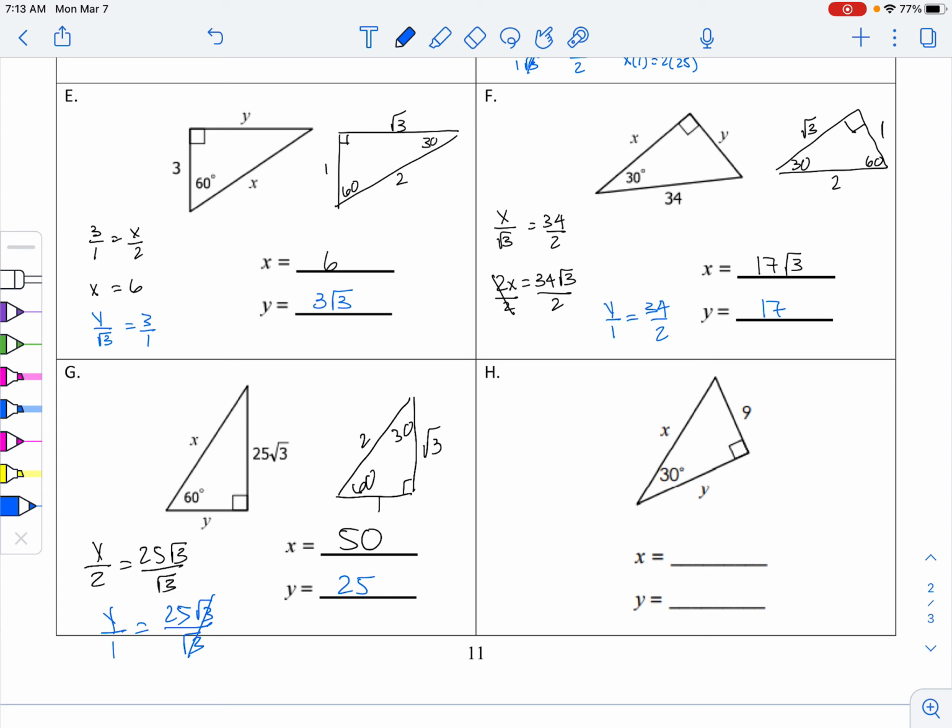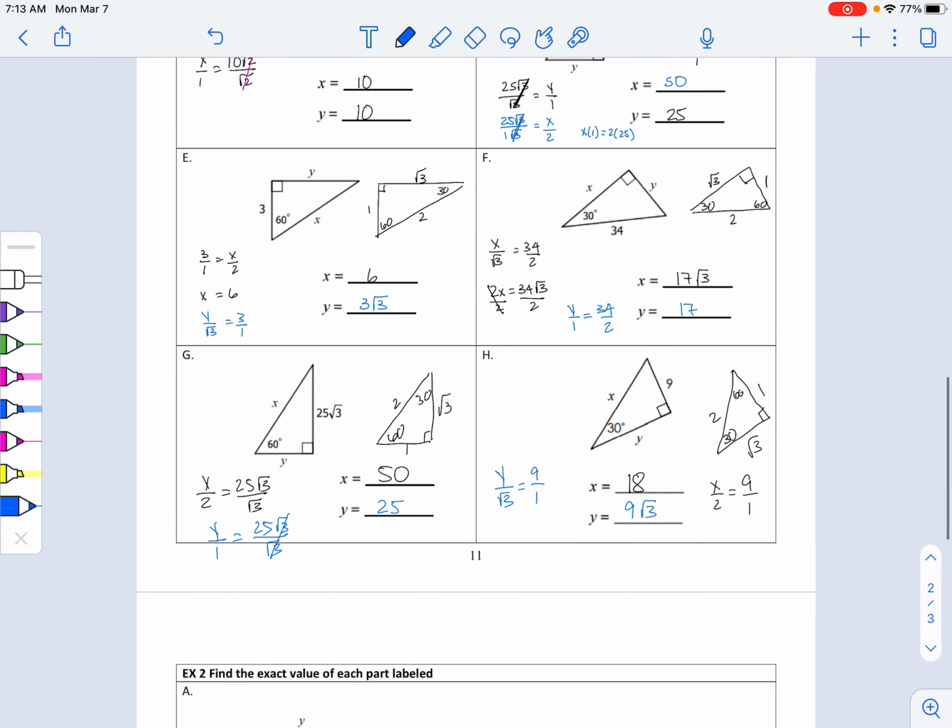Last but not least in this type of question, draw my ratio triangle out. Set up my equations. I've got x over 2 equals 9 over 1. Cross multiply. X comes out as 18. Set up y. I have y over square root 3 equals 9 over 1. Y is 9 square root 3. We did stuff like this first semester, so I'm hoping that is a good recall for you.